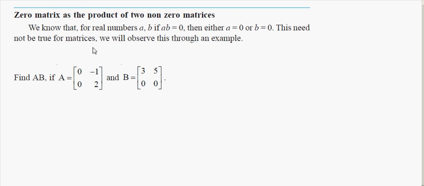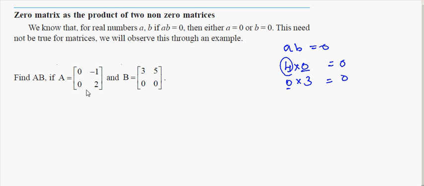Next is the zero matrix, as the product of two non-zero matrices. We know that for real numbers A and B, if AB is equal to 0, then either A or B is equal to 0. That is true. If you have to get any product to be 0, then it should be 4 into 0 or 0 into 3. That means either A or B should be equal to 0. Then only you get the product of those numbers as 0. But it is not the same in the case of matrices.